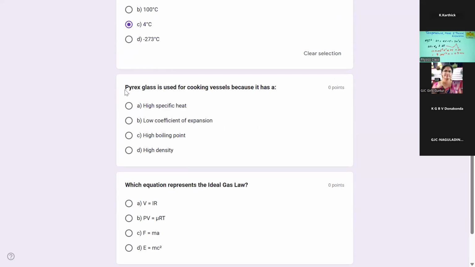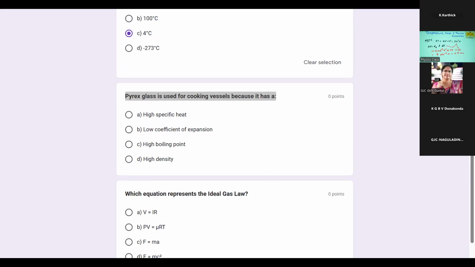Good. Pyrex glass, already I told you, is used for cooking vessels because it has: option A, high specific heat; option B, low coefficient of expansion; option C, high boiling point; option D, high density. Pyrex glass is used for cooking vessel because it has. Option B or option C? Someone told low coefficient of expansion. Someone told high boiling point.